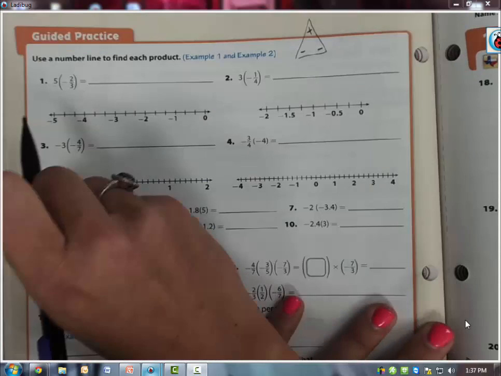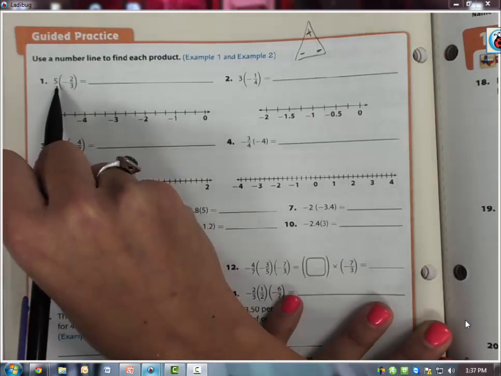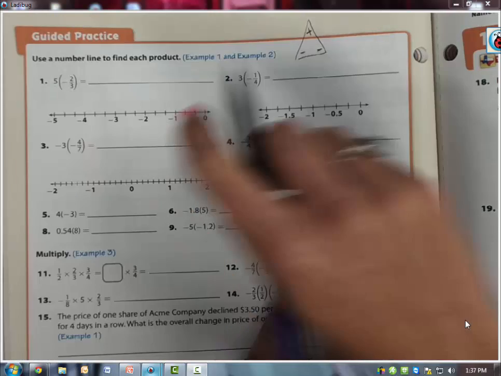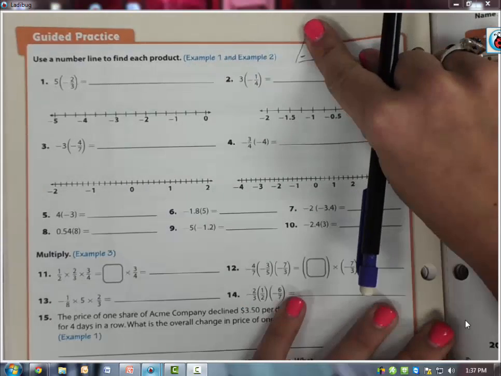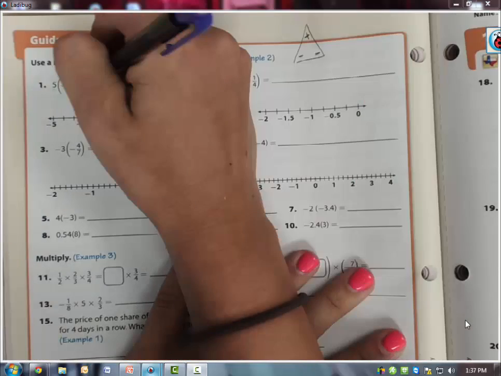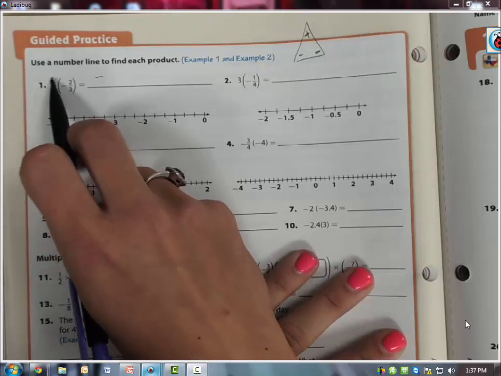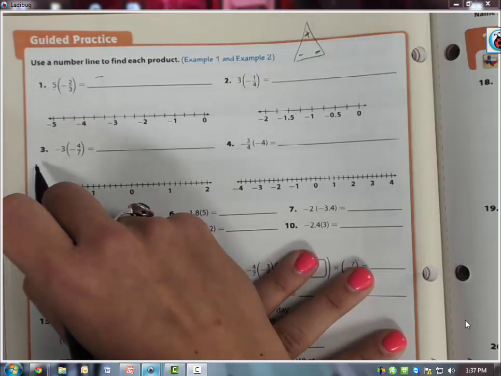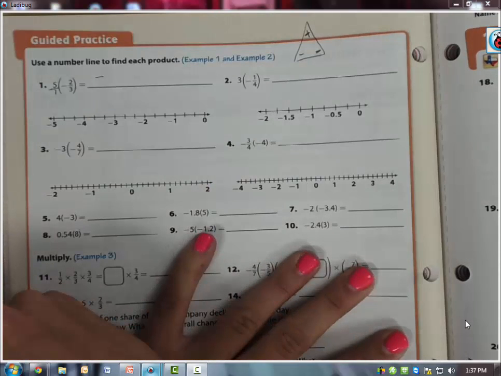So, I have 5 times a negative 2/3. Well, first of all, I want to look at my sign. Is my sign going to be positive or negative? Good. If you look at your triangle, you're going to see it's a positive times a negative, so you cover them up, and that leaves you with a negative. So your answer is going to be negative. So you write negative. Now, we have a fraction and a whole number. How can we make this whole number look like a fraction? Good. You can put it over 1. 5 over 1 times negative 2/3.